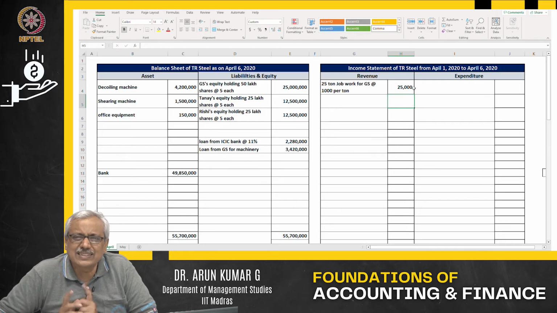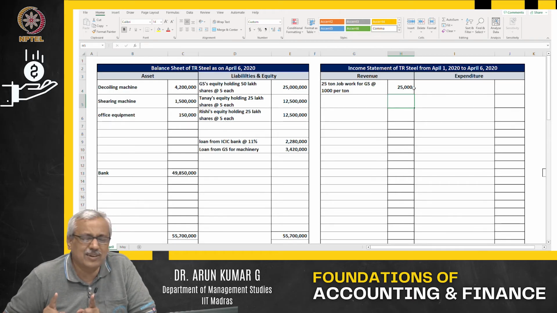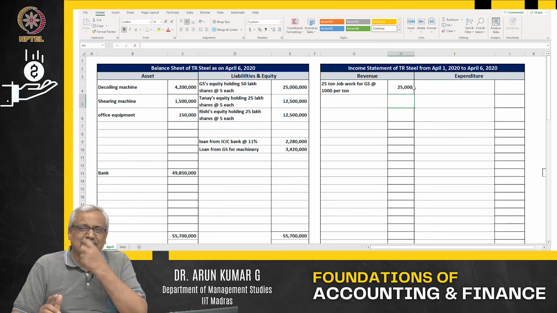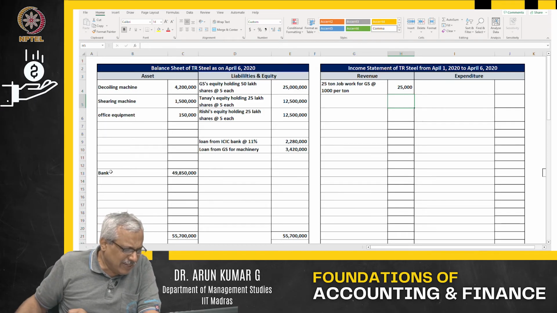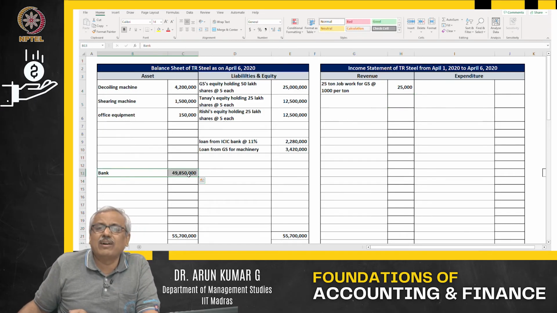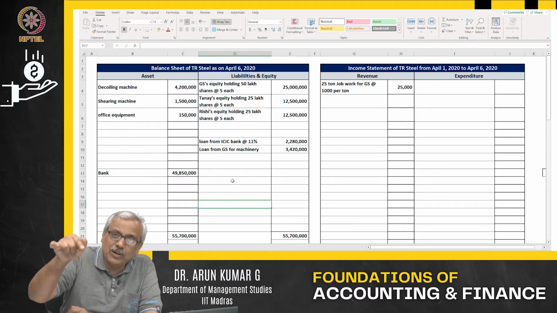For every transaction, I said two things, two heads: revenue, expenditure, income, asset and liability. What is the head that is positively impacted? Revenue is impacted. What is the other head that is going to be impacted? If you had received the money, your bank and cash account would have gone up. You have not received it, but you are eligible to get the money.